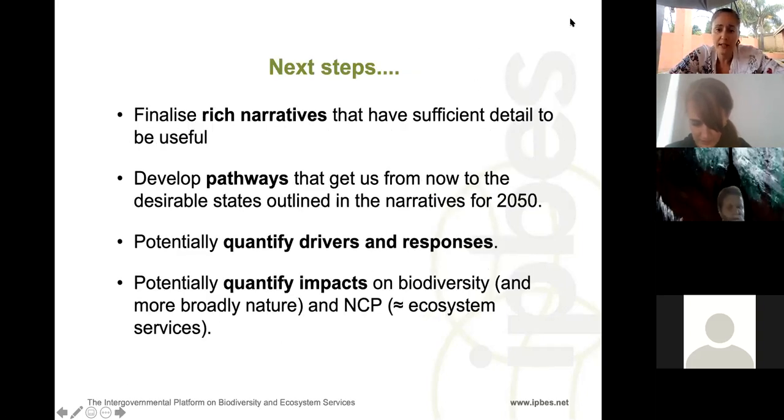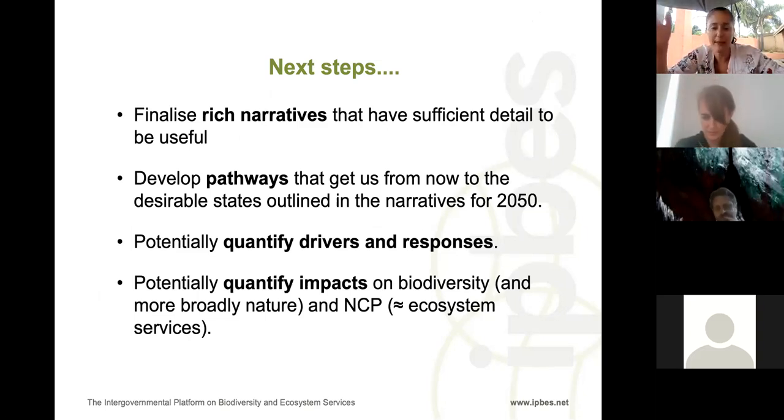So the next steps are about finalizing these narratives, and I've got some short descriptions that I will read to you guys once you've gone through the Twine exercise, just to give you a sense of what those features look like. The next big thing is to develop pathways. So not just about these endpoint stories, but also the pathways of how to get from now to there.